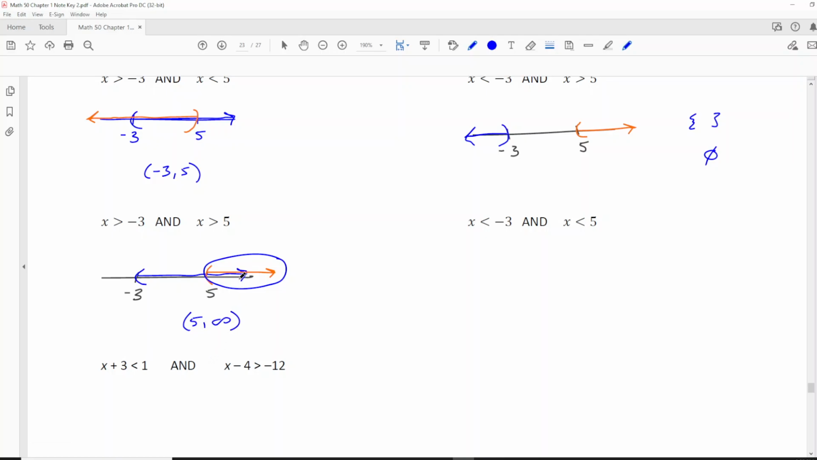So all the numbers like 6. 6 is greater than -3 and it's greater than 5. 7, 8, 9, and so on. All right, if you feel like you've got this, try this next one. Otherwise, just keep watching with me.